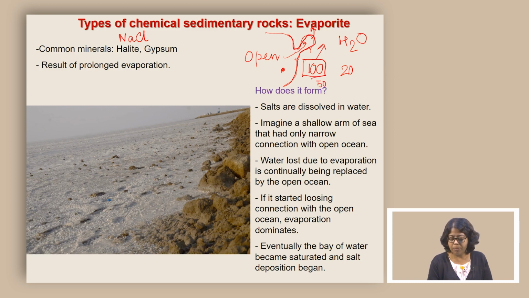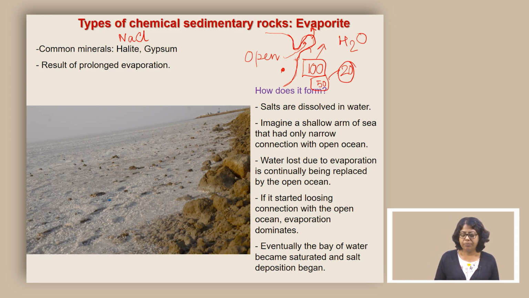And this 50 parts will still have these 20 parts of sodium chloride. So, with increasing evaporation, the relative proportion of sodium chloride will increase, because it is not going into the evaporative phase. So, eventually it can happen that you will start finding this kind of increase in the evaporite concentration or sodium chloride concentration.